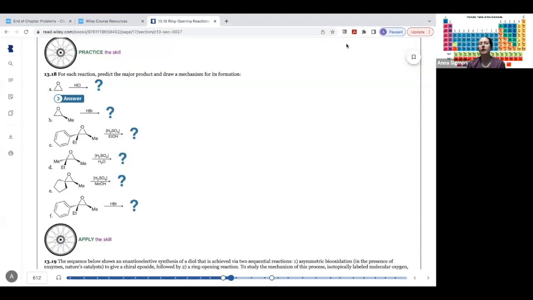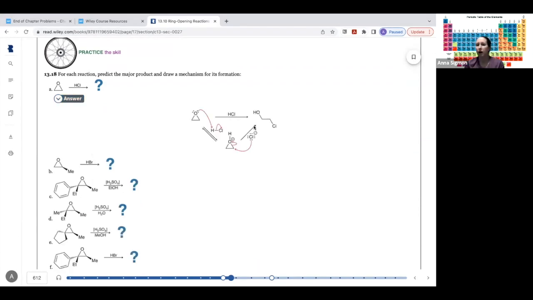Now let's try epoxide opening in acidic media. So notice all of these have an acid, which is going to change, in some cases, which carbon the nucleophile is added to. So let's look at part A here. We've got the simplest epoxide possible with HCl. So first, the oxygen of the epoxide gets protonated when we're in acid, and then the Cl- will come in and open up the epoxide ring to give the product shown.